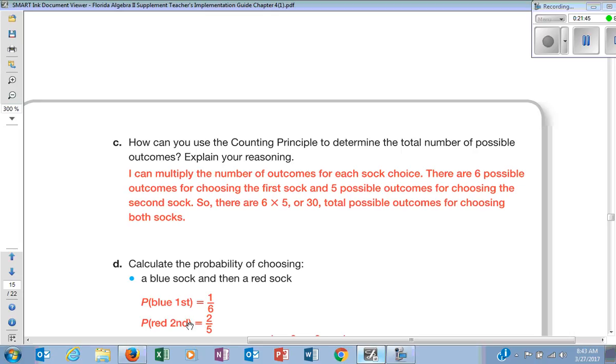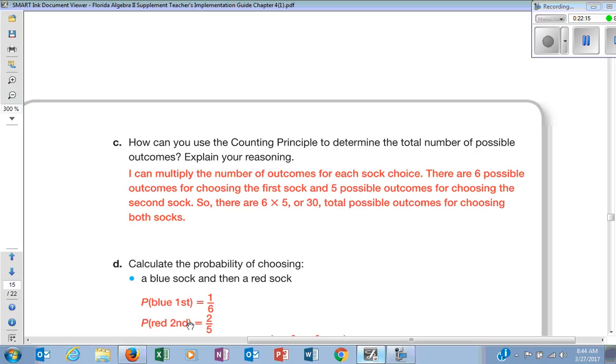So like, if I said, what's the probability of pulling 2 red socks? How many red socks are there total in this thing? 2. So it would be 2 out of 6 times. Now what would be my next probability? 1 out of 5. I did not replace it. Listen, I did not replace it. So it's 2 out of 6 because there's 2 red socks, 6 total.